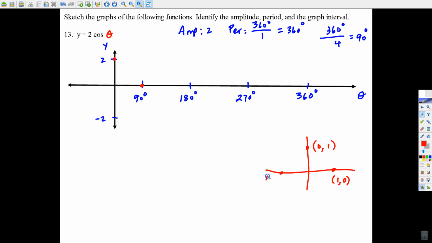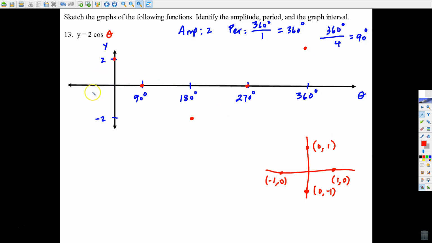For 180 degrees, that's the ordered pair negative 1, 0. Cosine is negative 1, and 2 times negative 1 is negative 2. All the way to 270, the ordered pair is 0, negative 1. Cosine is 0 for 270. 2 times 0 is 0. And then all the way back around, we've made one complete revolution, which for this problem is the period. We're back to cosine 0 is 1, and 2 times 1 is 2.